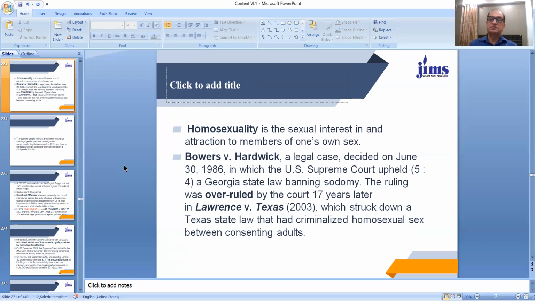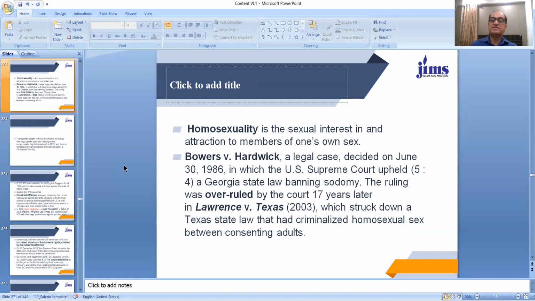We have two leading cases from the United States Supreme Court in this respect. The first one is Bowers versus Hardwick. This was a legal case decided on June 30th, 1986, in which the US Supreme Court upheld a Georgia state law banning sodomy. But this ruling was overruled by the same court after 17 years in Lawrence versus Texas, which struck down a Texas state law that had criminalized homosexual sex between consenting adults.